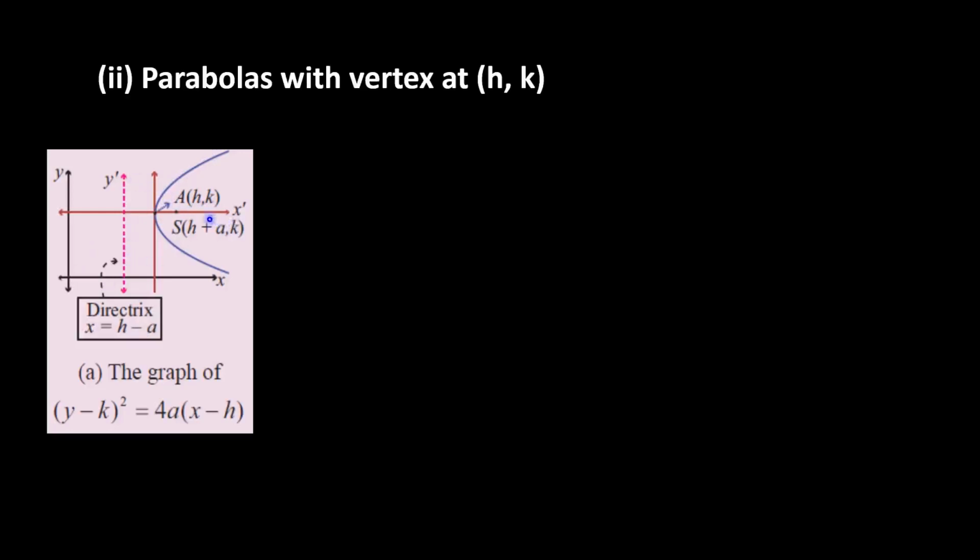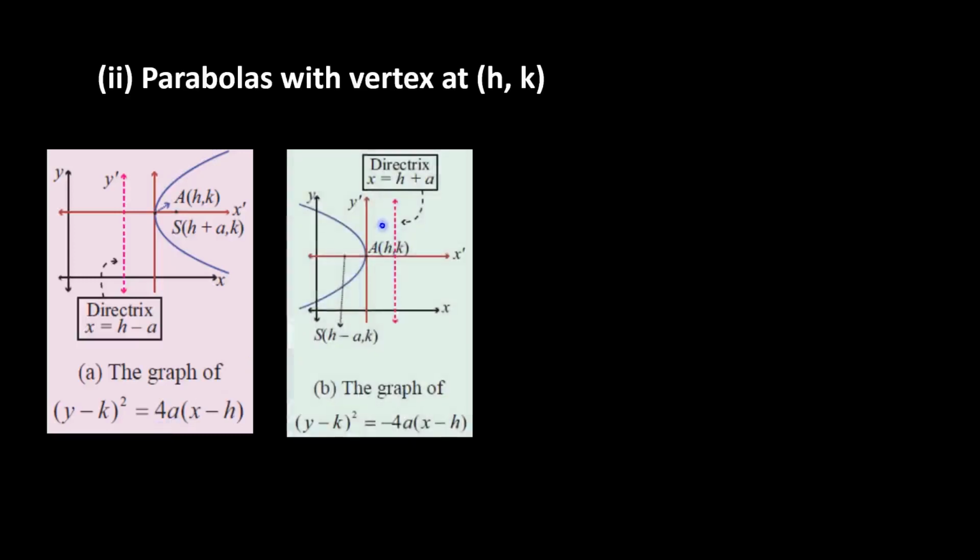Open rightward means the equation of the directrix is x equal to minus a, as we studied. That x equal to minus a is replaced as h minus a. So this is the equation of the directrix. And the equation of the graph is y square is replaced as y minus k the whole square, equal to 4a into x minus h, where x is replaced as x minus h. This is the equation of the curve open rightward at the point h, k.